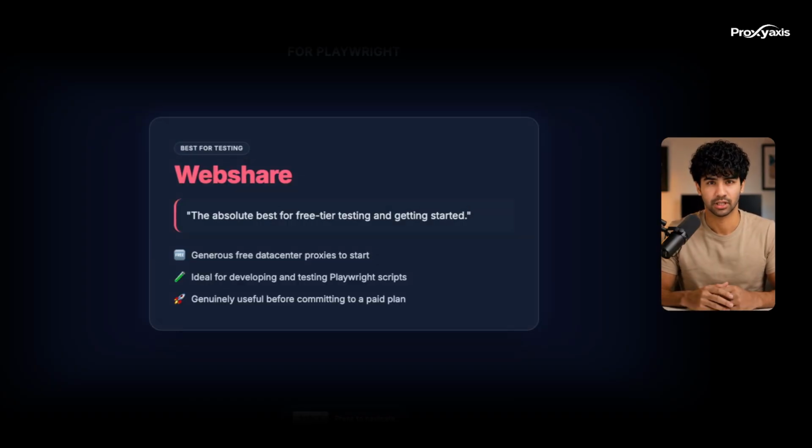Fifth, Webshare. Best for free tier testing and Datacenter use cases. Webshare gives you free Datacenter proxies to start with, which is great for development and testing your Playwright scripts before you commit to a paid plan. Not for scraping protected sites, but for getting started, genuinely useful.